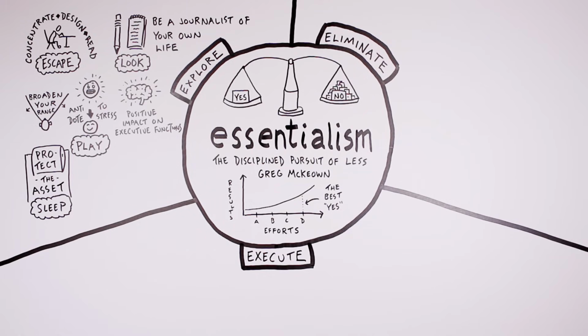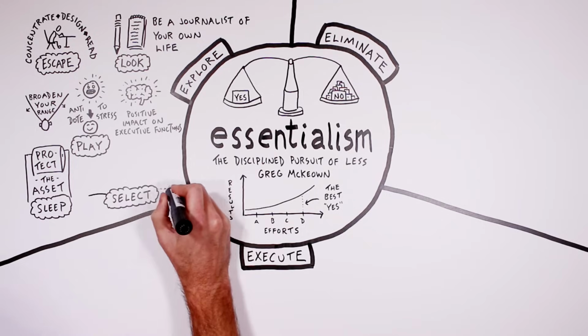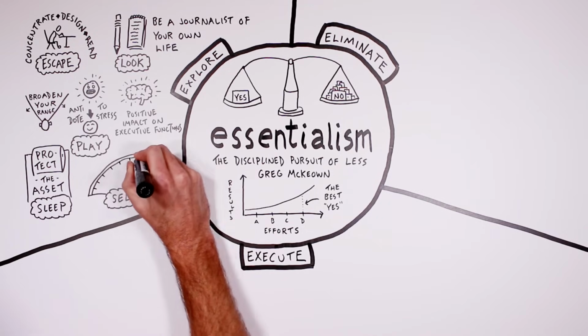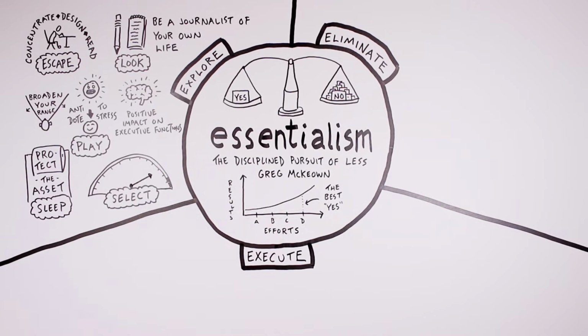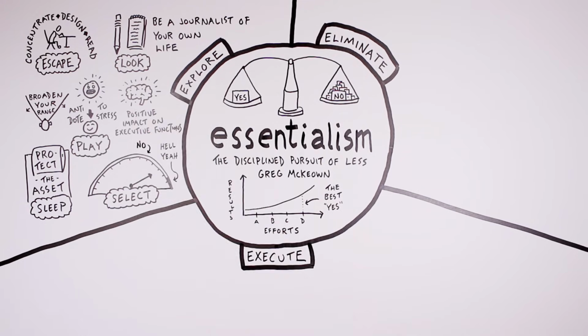And in order to put your efforts toward the things that are most important, you have to select. You can't say yes to everything, and you have to decide some metric by which to determine what gets your yes. And here, McKeown brings in the idea from Derek Sivers of it being either hell yeah or no. There's no in between. And that hell yeah only gets a very small percentage. So if you don't have that immediate reaction, it's probably not worth doing.